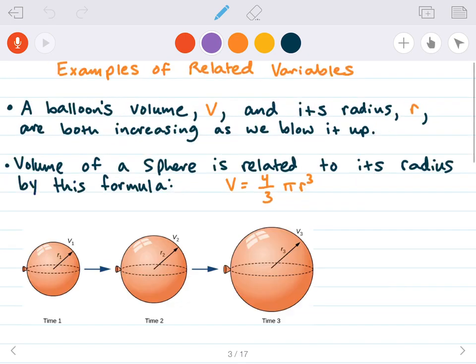Let's look at some examples of quantities that are related before we start doing the problems. We kind of just talked about this one. The volume of a balloon, V, and its radius, R, are both increasing as we blow it up. If we assume that a balloon is a perfect sphere, we can use the volume of a sphere to relate the radius right here with the volume. So these two are related by this formula.